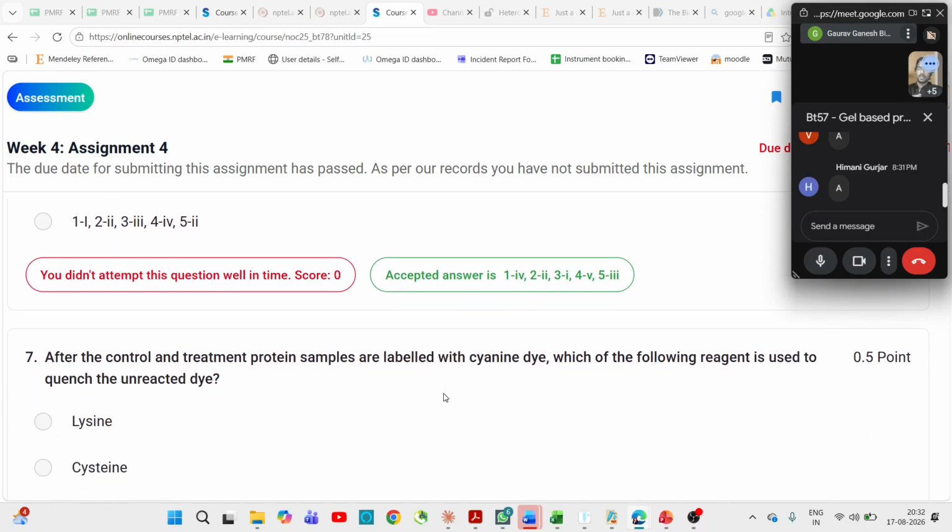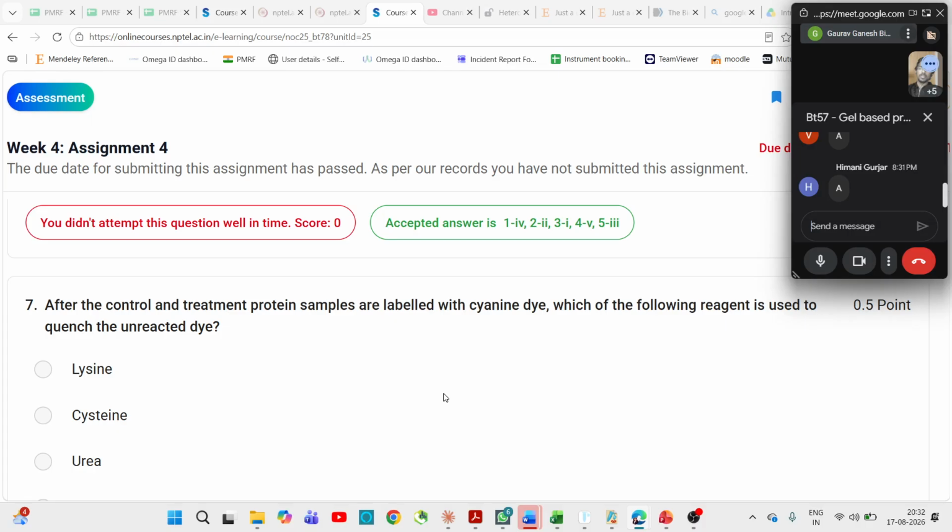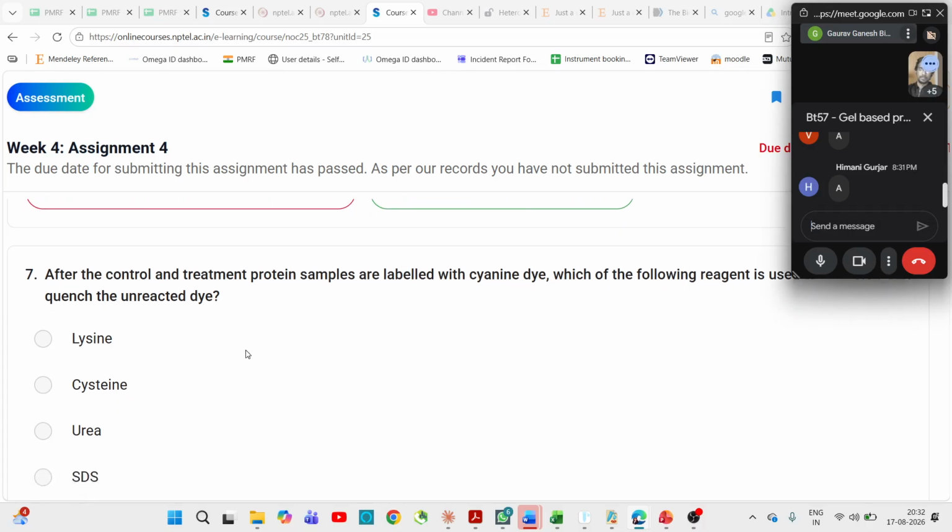After the control and treated protein samples are labeled with CyDyes, which of the following reagents is used to quench the unreacted dye? Because CyDyes interact with what? So obviously we need to add that specific reagent so that the unreacted dye is also reacted.